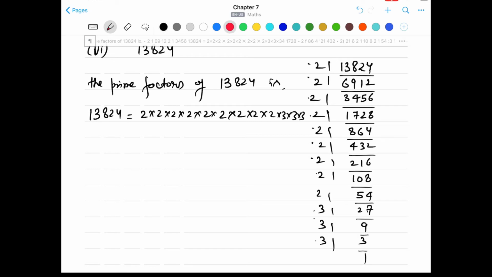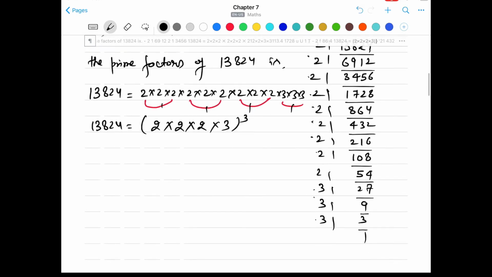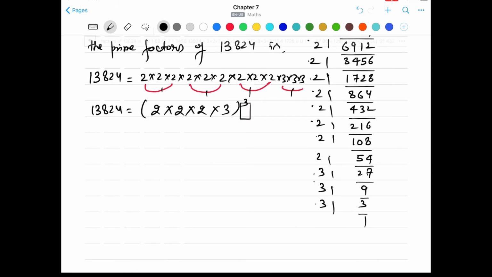Next we'll be looking for the triplets of the number. So we got one triplet of number 2, another triplet of number 2, a third triplet of number 2, and then one triplet of number 3. So we'll write 13824 equals, from each triplet we'll get a single digit: 2 multiplied by 2 multiplied by 2 multiplied by 3, and we'll write the whole power 3, that is whole cube. When you shift this power to the left hand side, it becomes the cube root of 13,824.